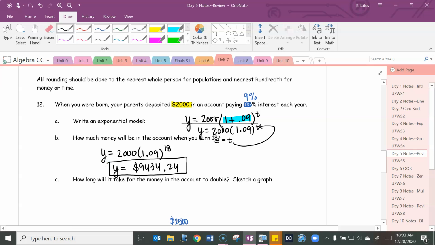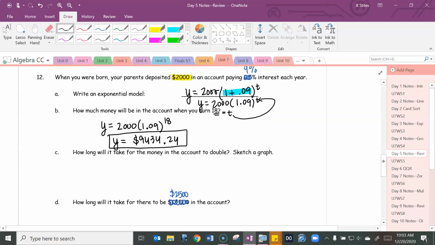How long will it take for the money in your account to double? Okay, well, think about it. You started with $2,000. It's doubled, so now it's going to be $4,000. So what are we going to do with that 4,000? Is that a time or is that some other quantity? Well, it's money, right? So that means it needs to go in place of our y.